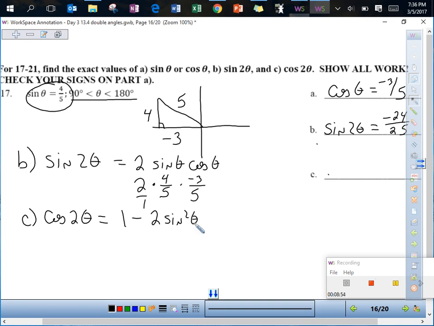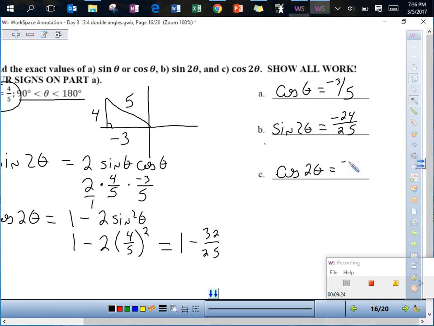Now I'm going to plug in the numbers. So I've got 1 minus 2. My sine value is 4/5. I need to square that. So this really becomes, and you can type that in your calculator now if you want, 1 minus 32/25. I squared the 4, I squared the 5, then I doubled it. So I'm going to get cosine of 2 theta to be negative 7/25.